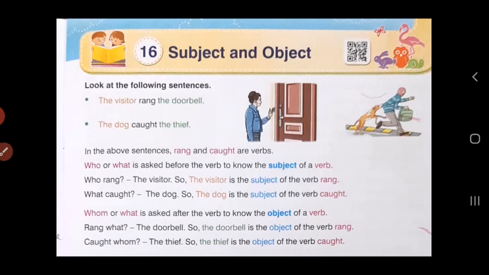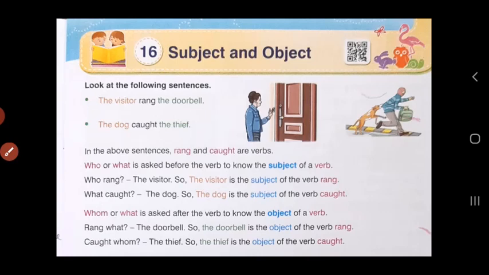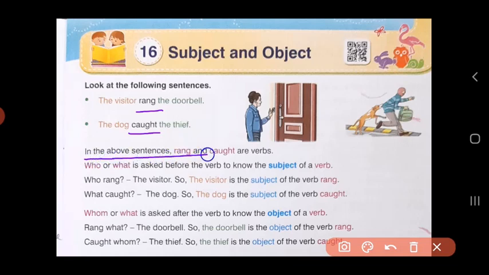Let's read the following sentences. The visitor rang the doorbell. Second sentence, the dog caught the thief. Now in both the sentences, can you all tell me which are the verbs? Verbs means action words. So in the first sentence, the action that is happening is rang. And in the second sentence, the action that is happening is caught. So in both those sentences, rang and caught are verbs.